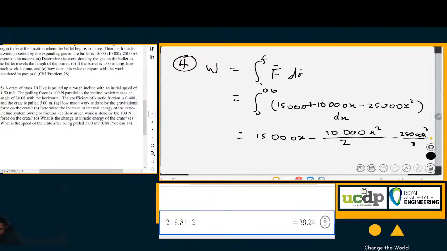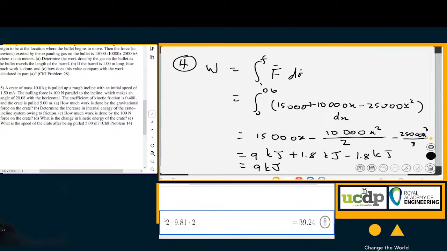From 0 to 0.6, if you do the integration correctly, it will be 9 kilojoules plus 1.8 kilojoules minus 1.8 kilojoules, leaving you with an answer of 9 kilojoules of work being done by this gas on the bullet.